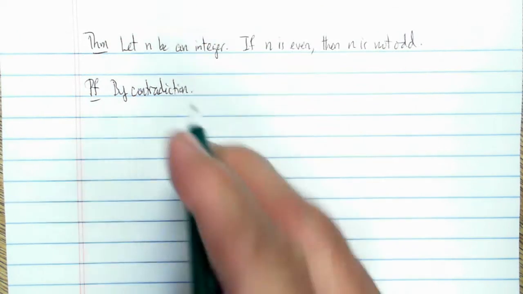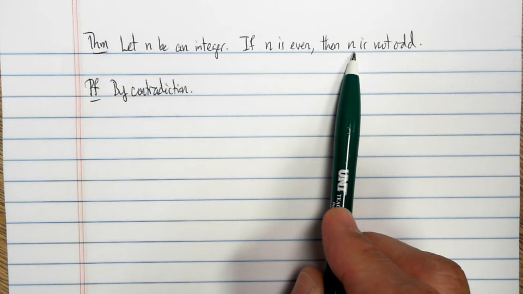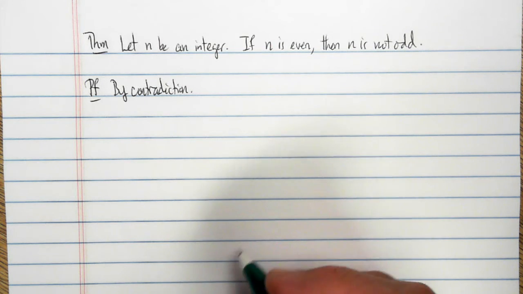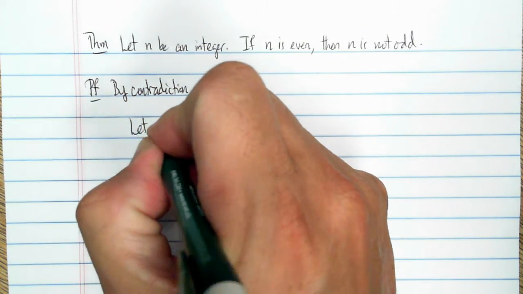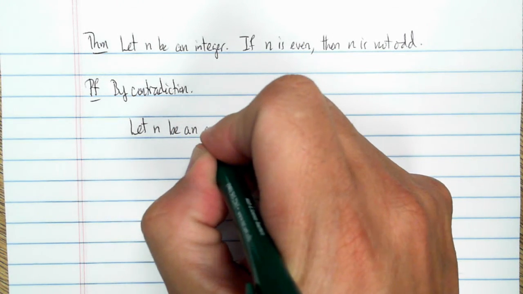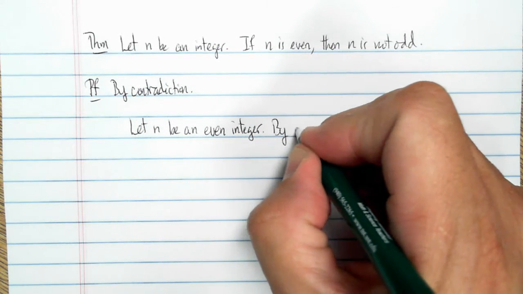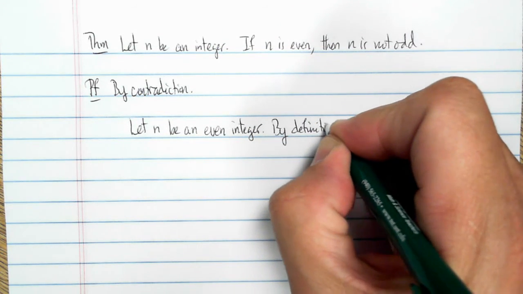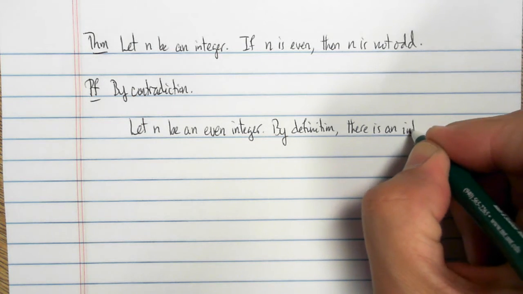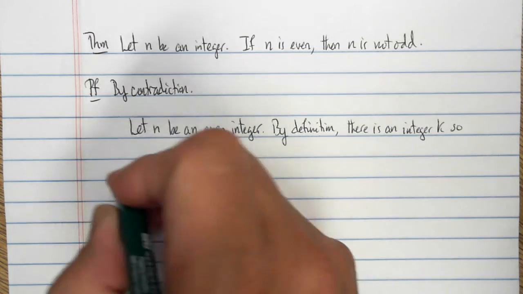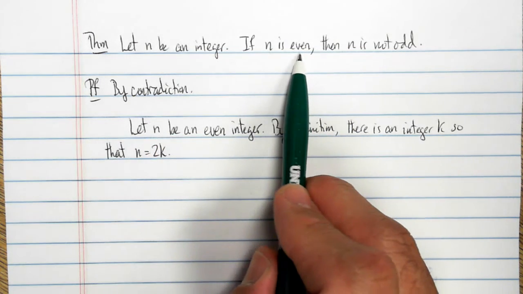Now for a proof by contradiction, we assume the hypothesis, we assume the negation of the conclusion, and we'll somehow show that something goes wrong. So first we assume the hypothesis. Let n be an even integer. Then by definition, there is an integer k so that n is equal to 2 times k. So we assume the hypothesis.